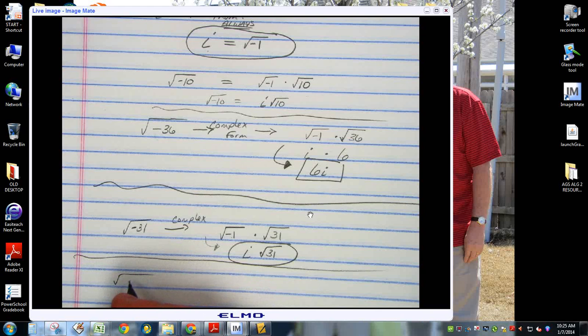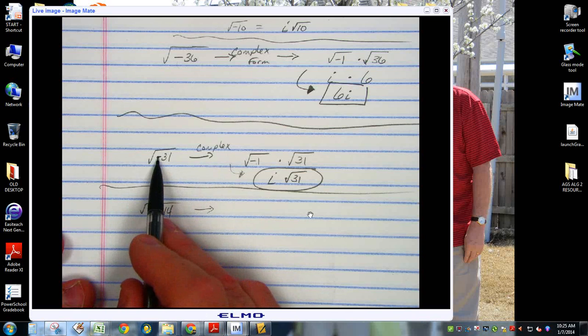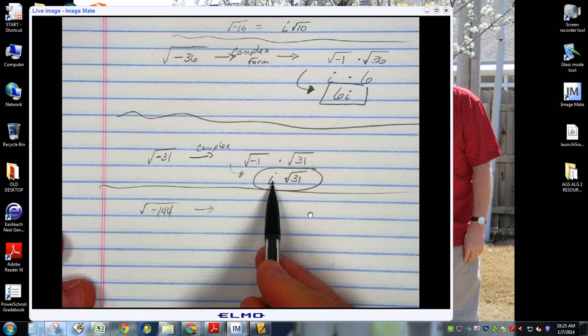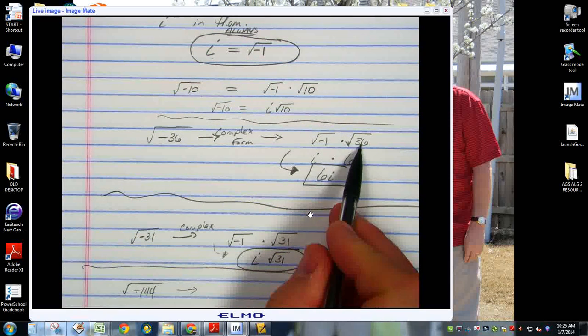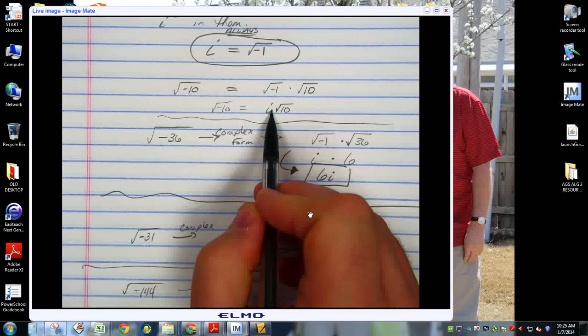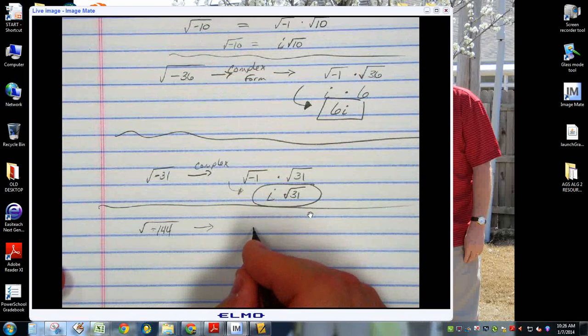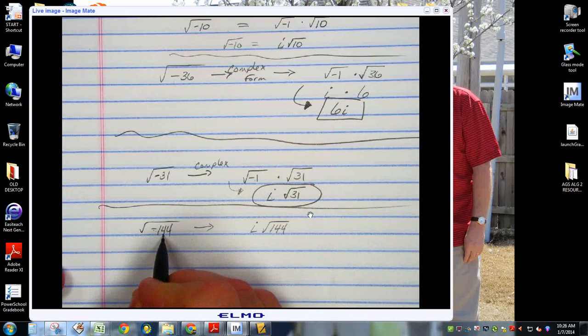The square root of negative 144. Think of it like this. Each time, what does this negative right here become? To get rid of the negative, you make it into an i and stick it in front of the number without the negative, right? See how we went from here to here?